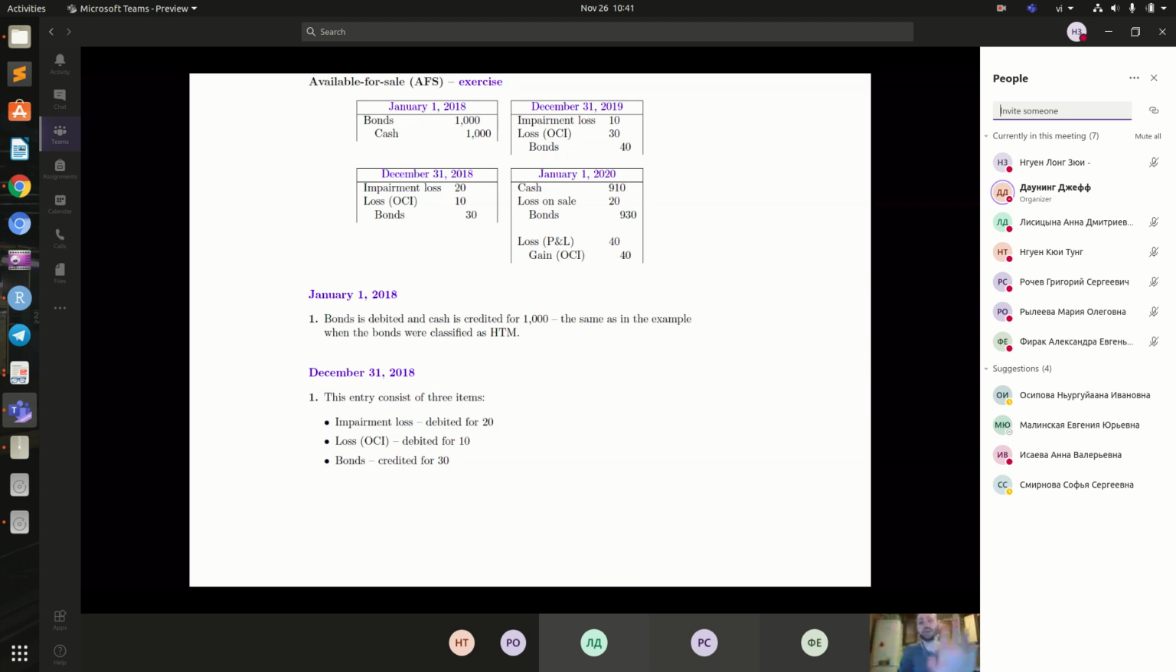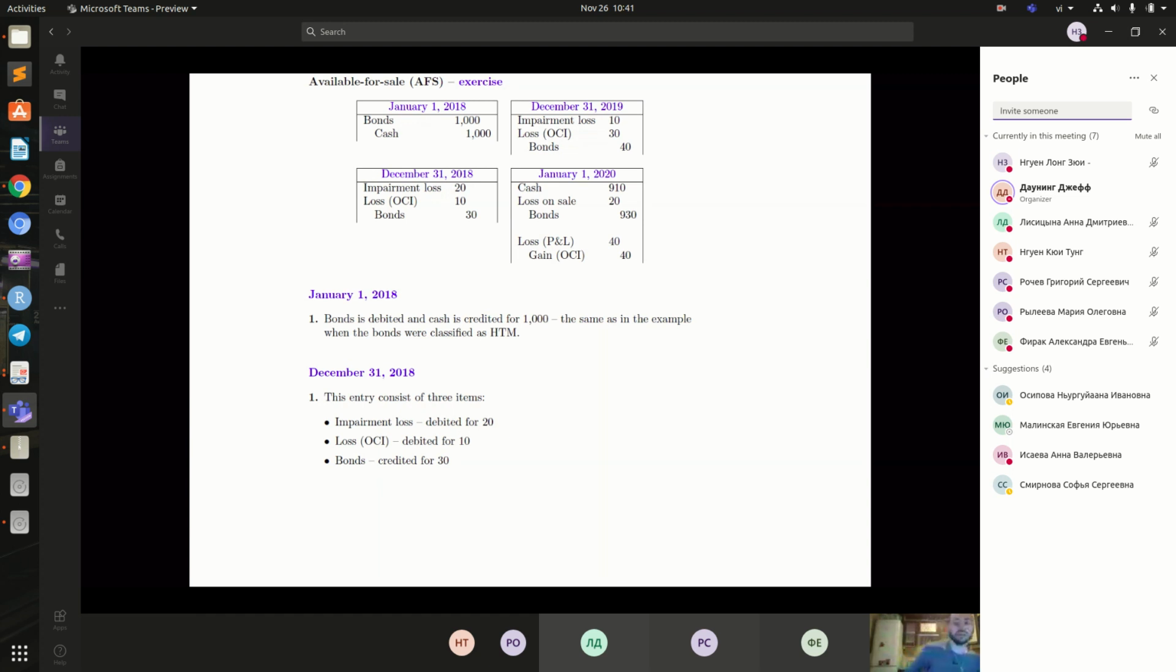We debit cash for 910, cash received. We credit the bond for its carrying value of 930. We had January 1st, 2018 plus 1,000, but a decline of 30 and 40 on December 31st, 2018 and 2019, hence 1,000 minus 30 minus 40, or 930. Therefore, we have received 910 in cash for an asset with a carrying value of 930, hence cash less than carrying value. As a result, loss on sale is 930 minus 910, or 20.